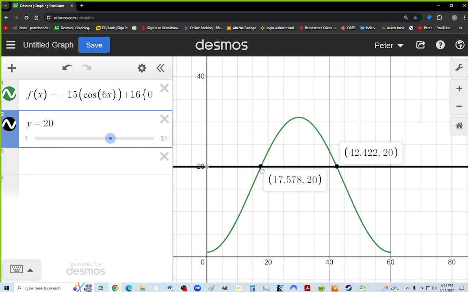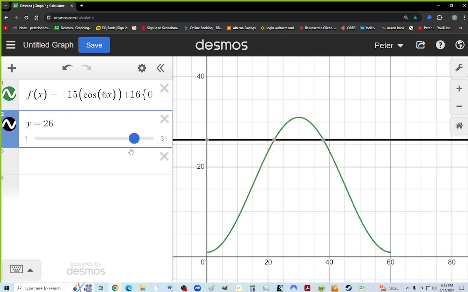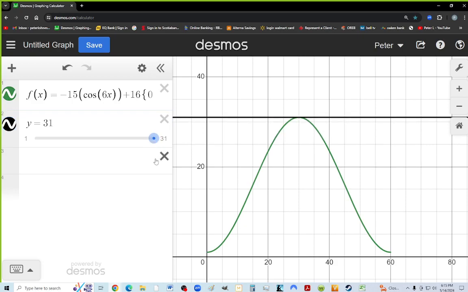Let's go look and see what height. Look, at 17.578 seconds, I hit a height of 20. And look, at 42.422, I hit a height of 20. Why are there two solutions? Because cos can be negative in two quadrants. Okay, but that would be the same with sine? Yep. The only exception is the top of the Ferris wheel. There's just going to be one answer.